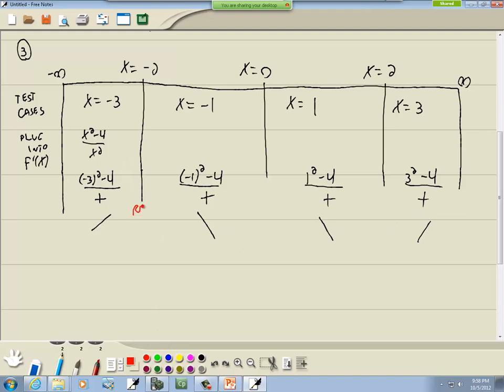So this right here is a relative max because it changes from increasing to decreasing. This one down here is decreasing and then changes to increasing, so this is a relative min.